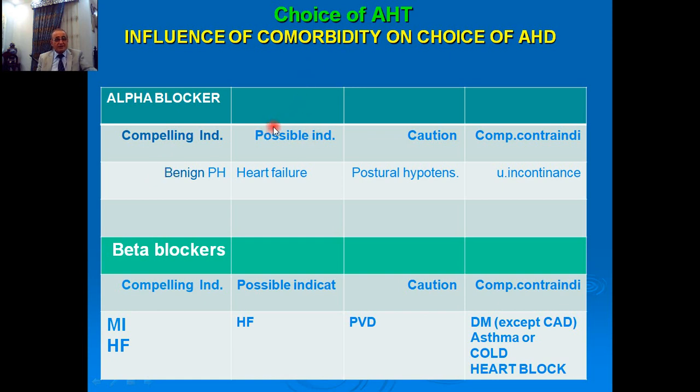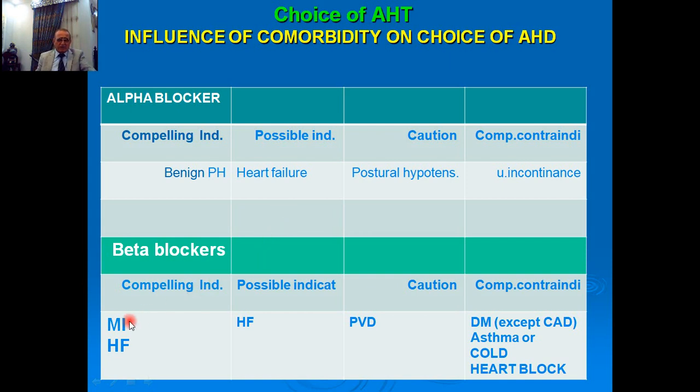Now, when we choose an antihypertensive, there are certain things that influence our choice of treatment: the condition of the patient and the comorbidity. This table is from your textbook. I modified it a bit. Compelling means you must give the drug. Compelling indication, possible indication, cautious, and contraindications. If the patient has benign prostatic hypertrophy, then this is a compelling indication for alpha blockers. If you have heart failure, then this is possible. You should be cautious for postural hypotension. But if the patient has urinary incontinence, it's almost contraindicated.